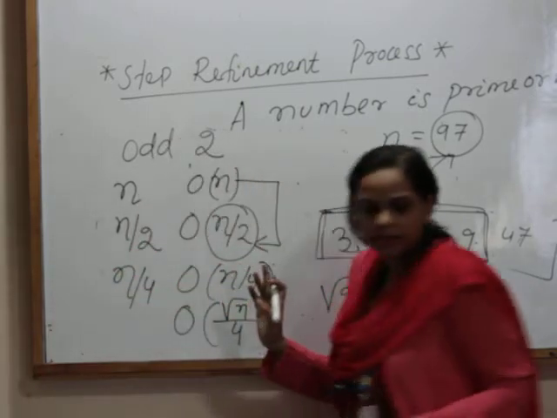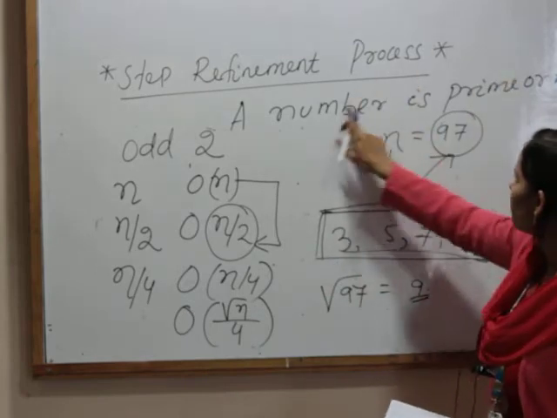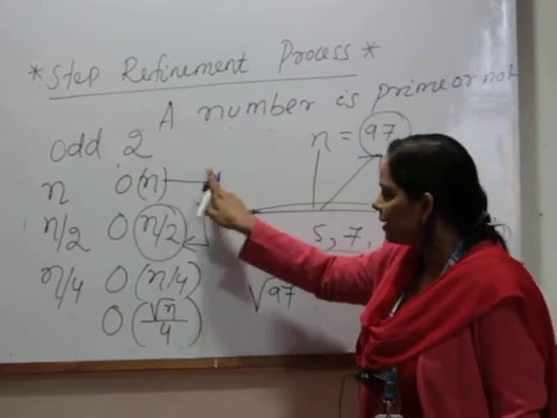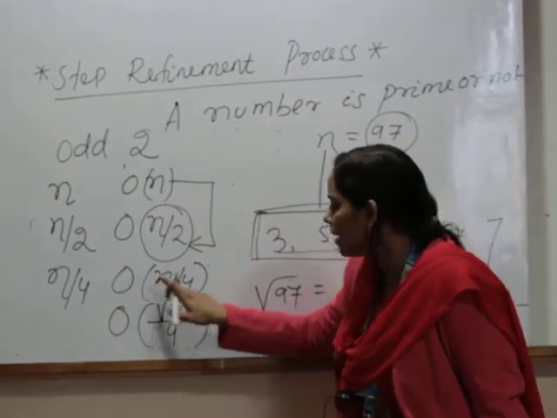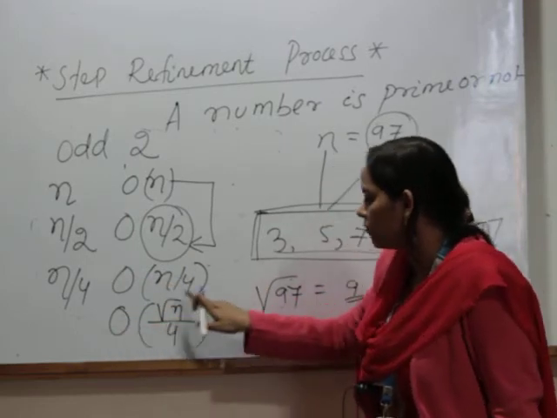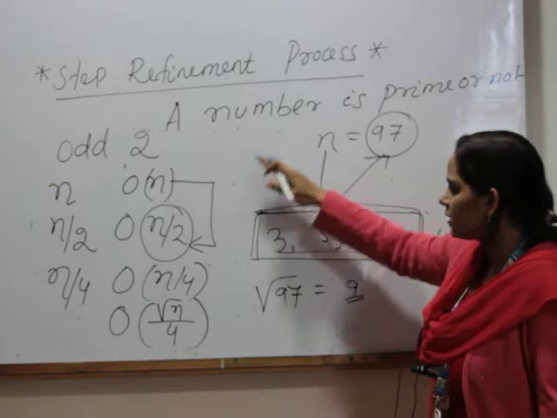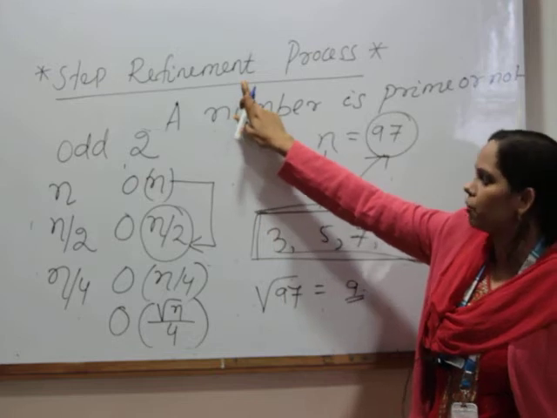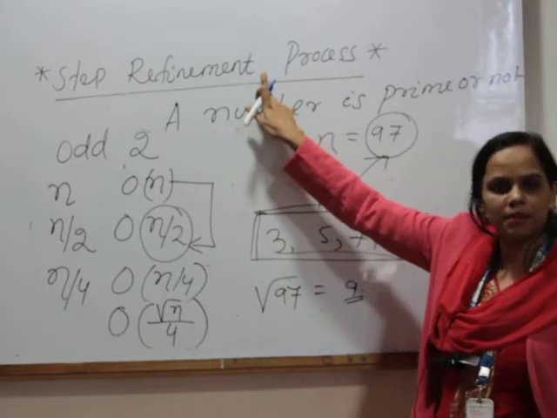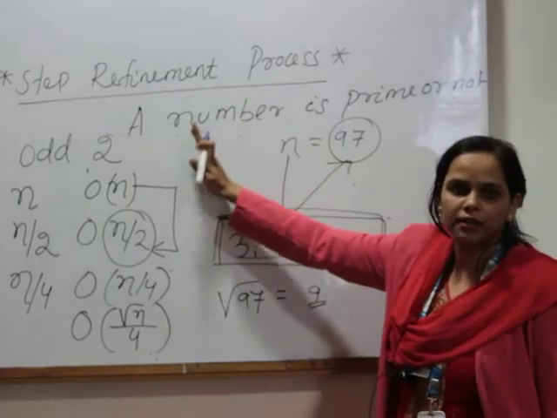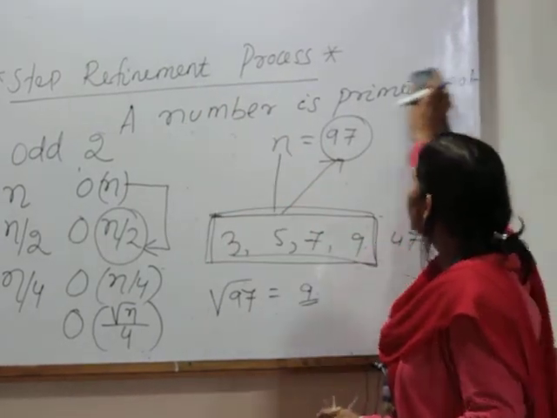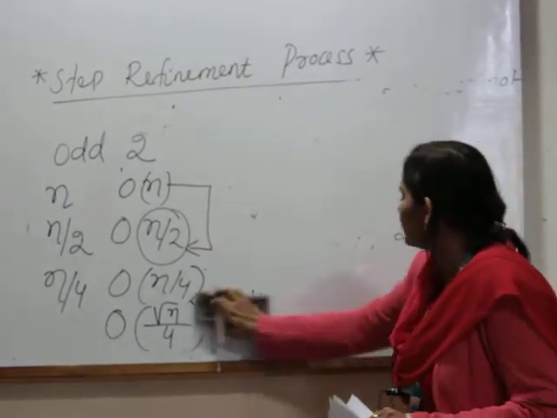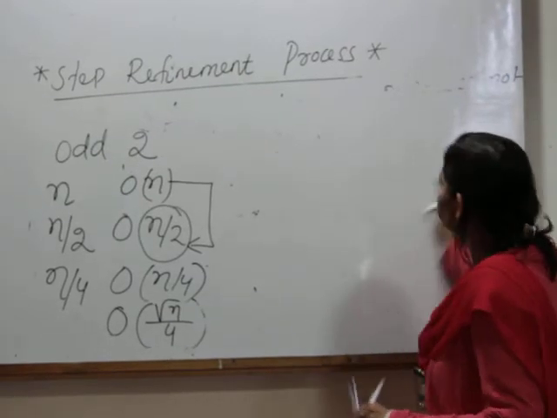So now you can see that we are checking whether the number is prime or not. First of all, we got order of n as the time complexity, then order of n by 2, then order of n by 4, then order of root n divided by 4. So like this, the time complexity reduces whenever you do the refinement process in a particular algorithm. This refinement process can be used in any pseudocode and algorithm to get the proper implementation. Next step is how to prove the correctness of this particular algorithm.